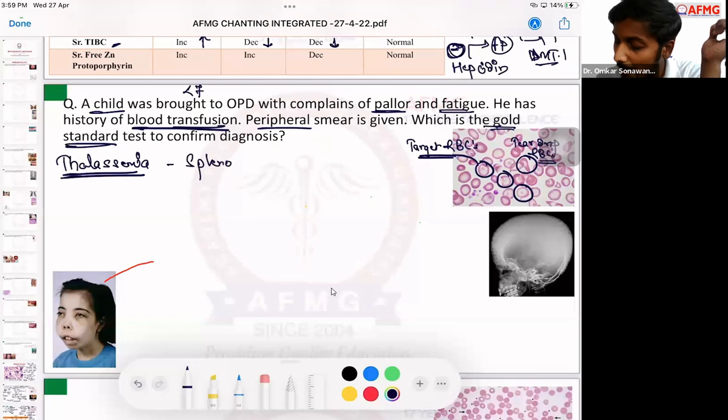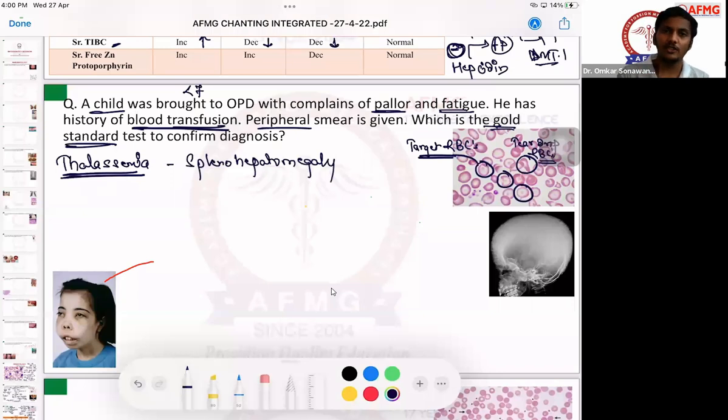There would be splenohepatomegaly. Why would I write splenohepatomegaly? Because please remember, whenever there is destruction of RBCs, on the other hand, there would be compensatory RBC production also. So here, the spleen is destroying RBCs, whereas the liver and spleen both are producing RBCs as well. That is the reason why I write splenohepatomegaly and not hepatosplenomegaly.